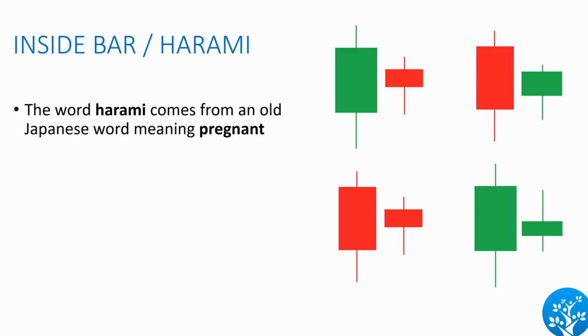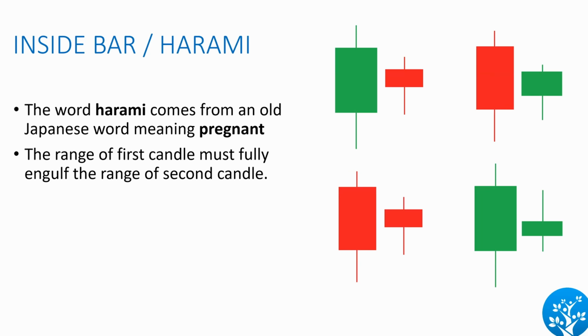Now let's look at the next pattern, which is the inside bar pattern, which is also called harami. Now, why is it called harami? The word harami comes from an old Japanese word whose meaning is pregnant. So harami comes from the word pregnant in Japanese. Now, what does this candle signify? In this candle, the range of the first candle is opposite of the bullish engulfing. The range of the first candle must fully engulf the range of the second candle.